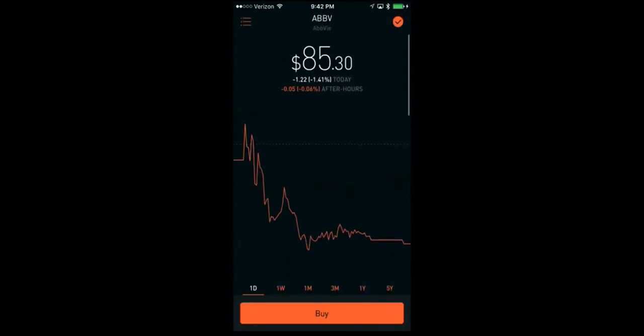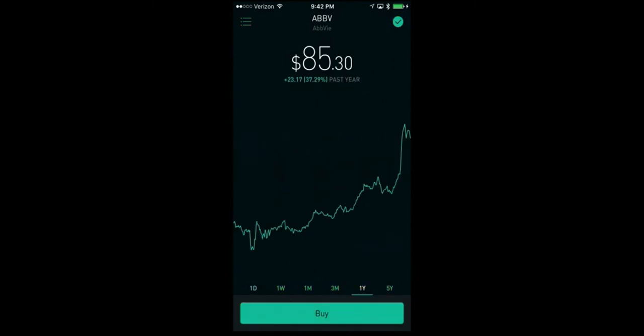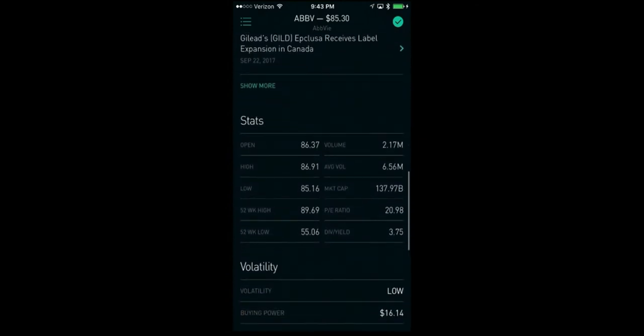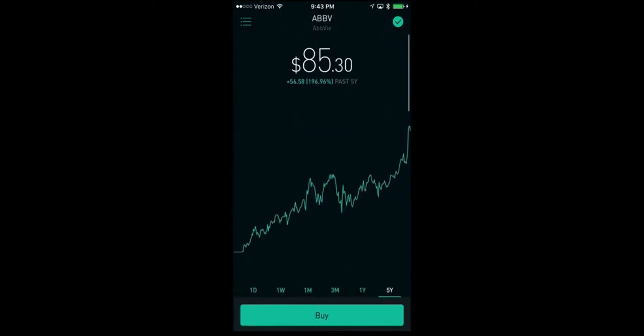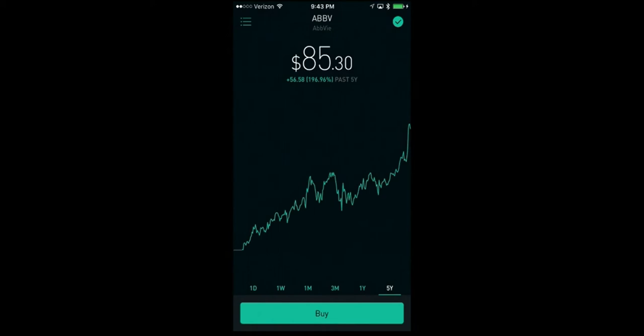So ABBV is AbbVie, and it's up 37.29% in the last year. 5 year is 197%. $85 stock, or $85.30. And there's lots of volume with this stock, which is what you'd expect with a $137.97 billion market cap. PE ratio 20.98. Dividend yield 3.75, decent dividend. Again, definitely fits within the category of stocks I really like to hold. So this is going to be a long term.